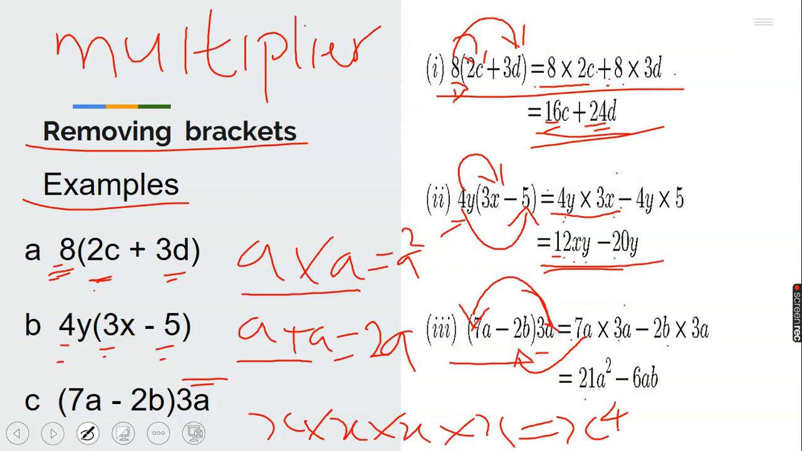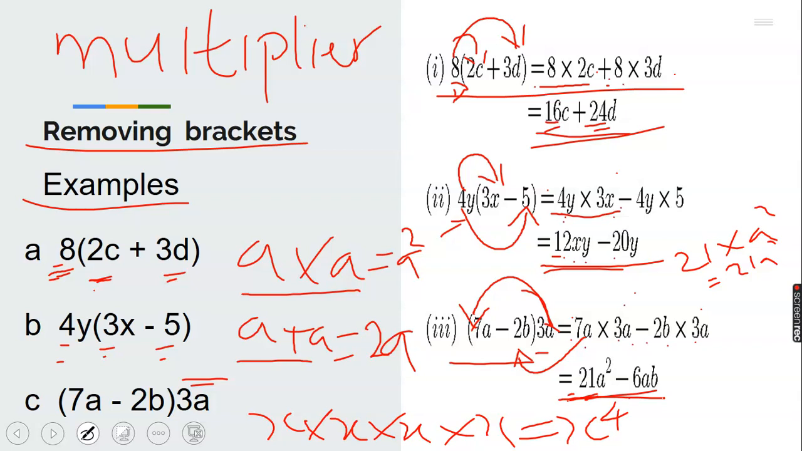Now look at 7 times 3 is 21. a times a equals a squared. When you multiply 21 times a squared, it will be 21a squared, like what you have here. Now, 2 times 3 equals 6. b times a equals ab. That is how to remove a bracket. This is when we are dealing with a positive multiplier. You can see all the numbers outside, they don't have negative, they don't have minus.